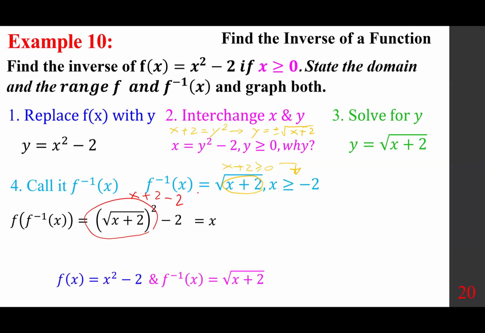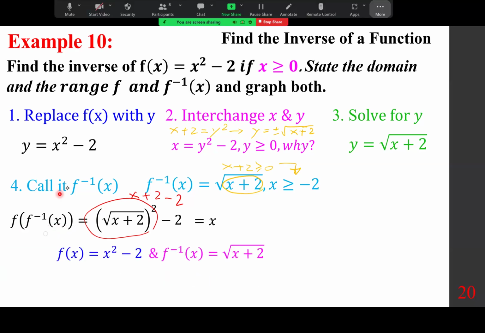So therefore, given that f of x is x squared minus 2, and f inverse is the square root of x plus 2, the domain of this function was given as x greater than or equal to 0, that means 0 to infinity, which is the same as the range of f inverse. On the other hand, x larger than or equal to negative 2 is the domain of f inverse, which makes it the range of f of x. So domain of f inverse, or range of f, is negative 2 to infinity.